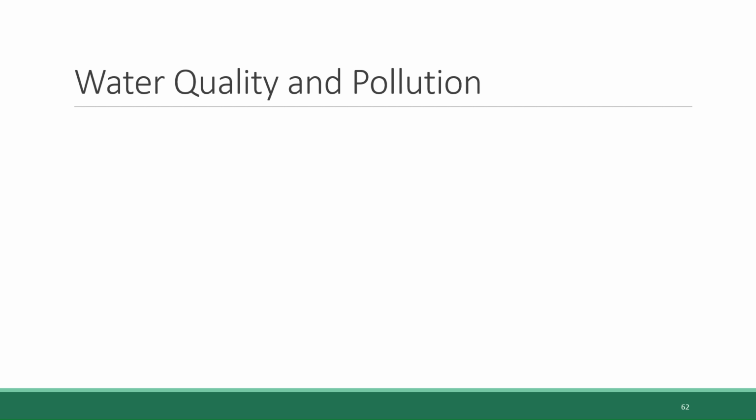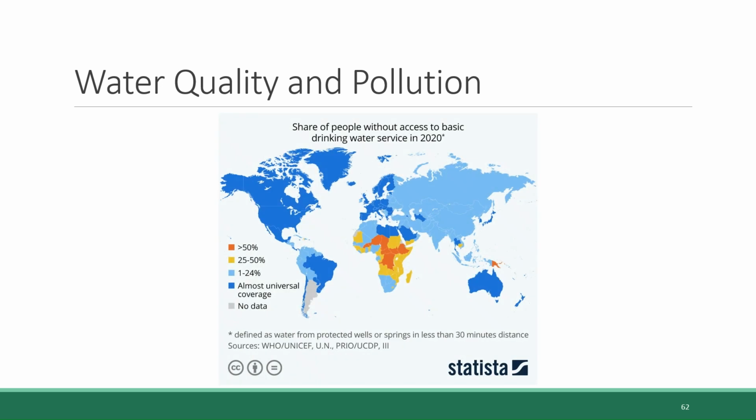In fact, a significant percentage of the world population lacks access to basic clean drinking water. In much of Asia, between 1 and 24% of people do not have access to clean drinking water, and in many parts of Africa, 25 to 50%, and even over 50% of people don't have clean drinking water available to them. Unsafe water is a huge public health issue in many parts of the world.